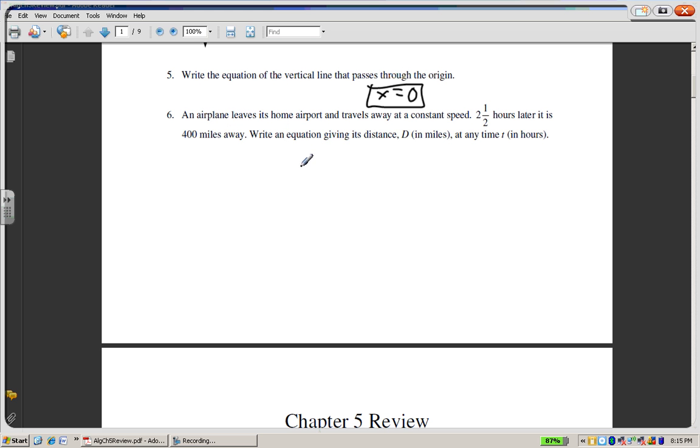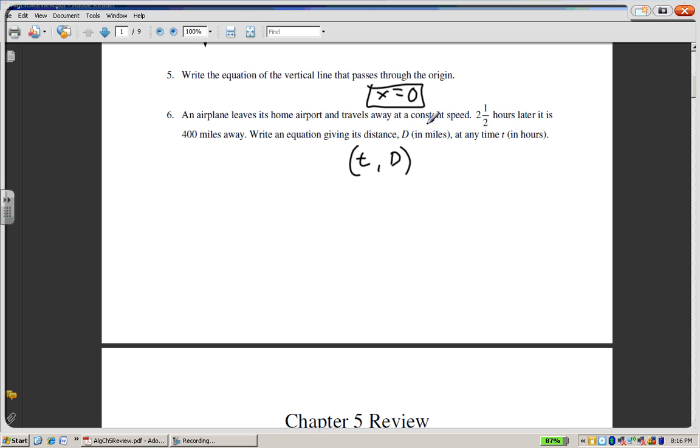An airplane leaves its home airport, travels away at a constant speed. 2.5 hours later, it is 400 miles away. Write an equation giving the distance d at any time, t. So I'm going to go ahead and write an equation giving distance d at any time, t. Usually, the time is first, so t and then the distance. This is also a way of saying write an equation giving the distance d in terms of the hours t.